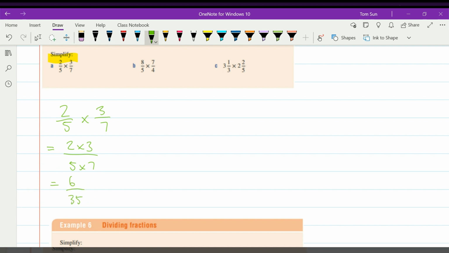You can think about it. Can we simplify this? Can we divide both sides by 2? Divide both sides by 3? No, we can't. We can divide 6 by 2 and 3, but we can't divide 35 by 2 or 3. So this is the simplest fraction.